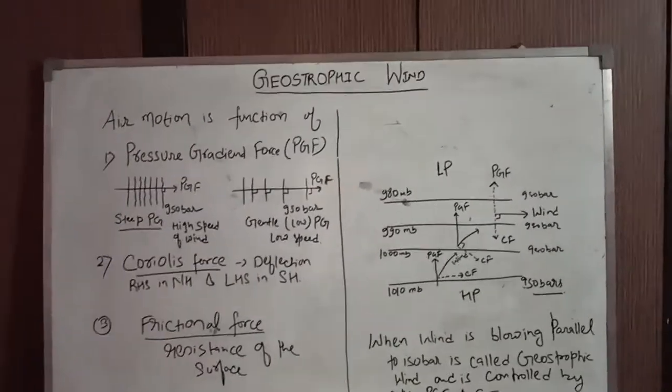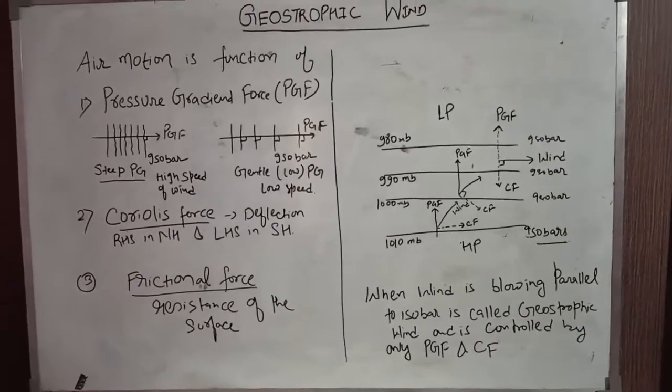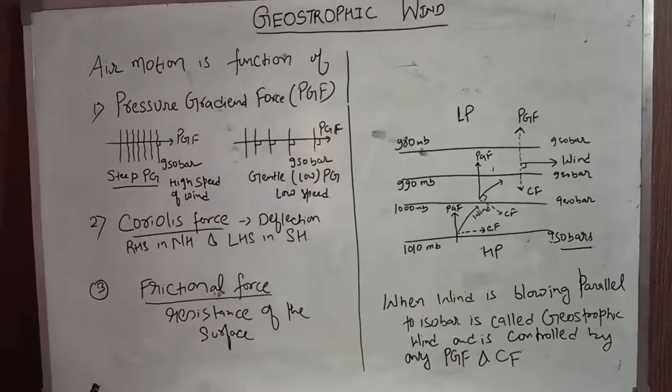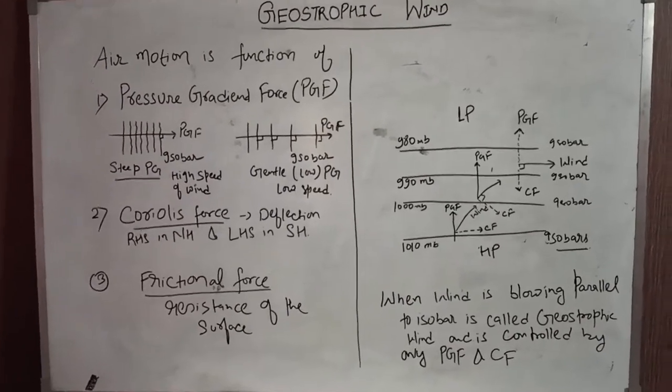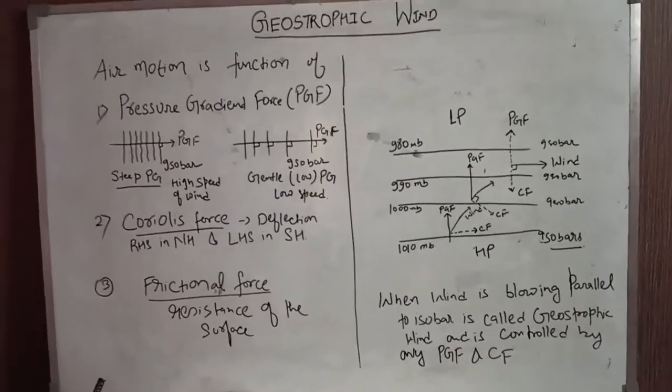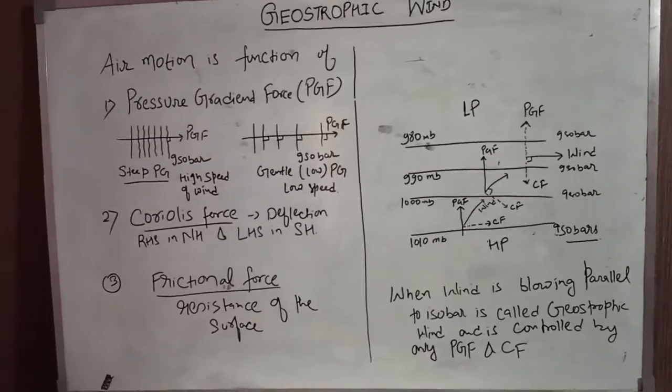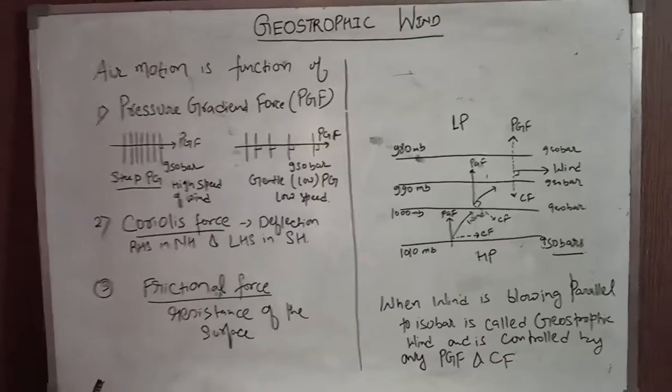For exam purposes, you should remember geostrophic wind in detail. You should know it is controlled by only two forces, pressure gradient force and Coriolis force. The second point you must remember is that it blows parallel to the isobar. So when a wind blows parallel to the isobar, it is called geostrophic wind, and it is found just above a height of, say, 5 to 8 kilometers above the earth's surface.